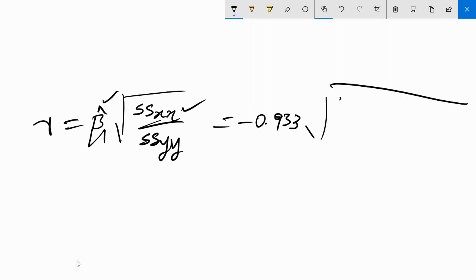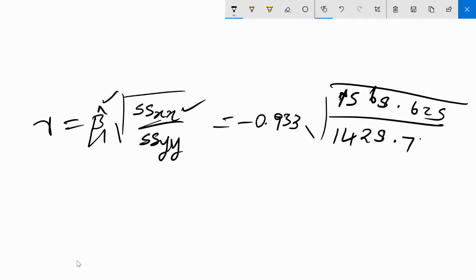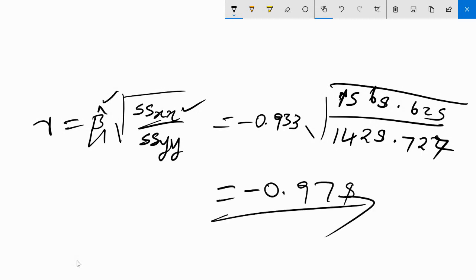It's 1568.625 divided by SSYY, which is nothing but SS total. So from the ANOVA table, you can get your SS total. You can get the SS total from the ANOVA table, 7, sorry. And this will give you the same value.